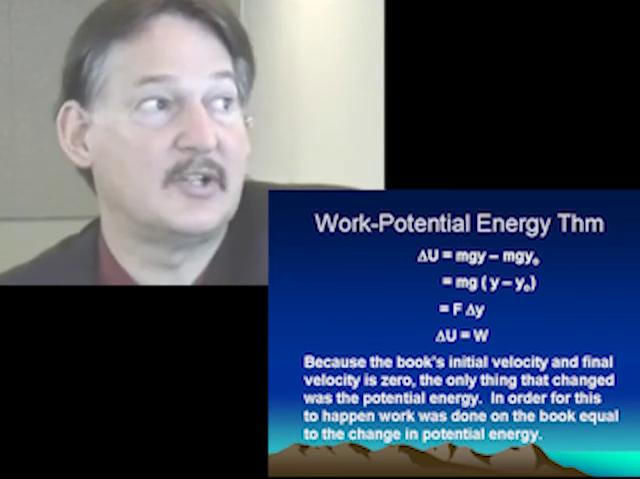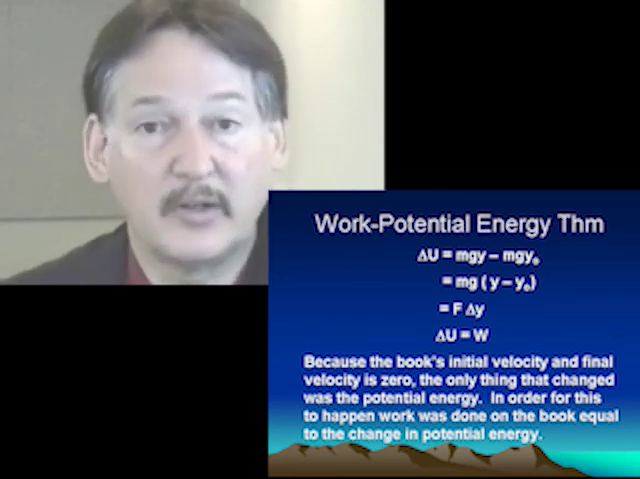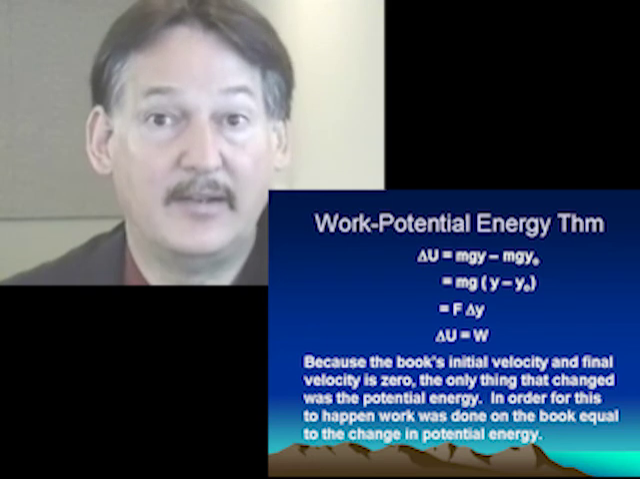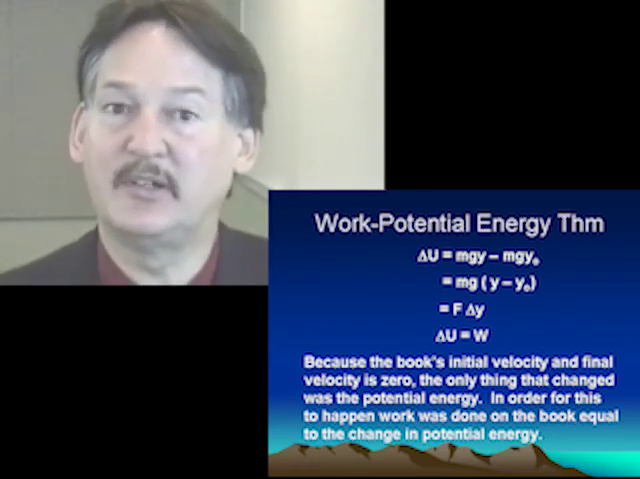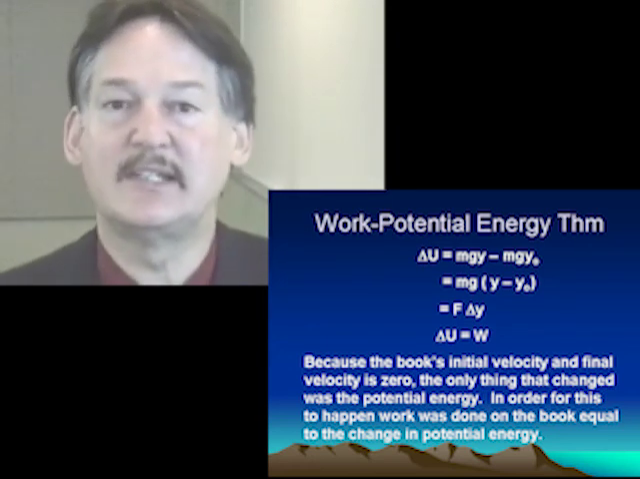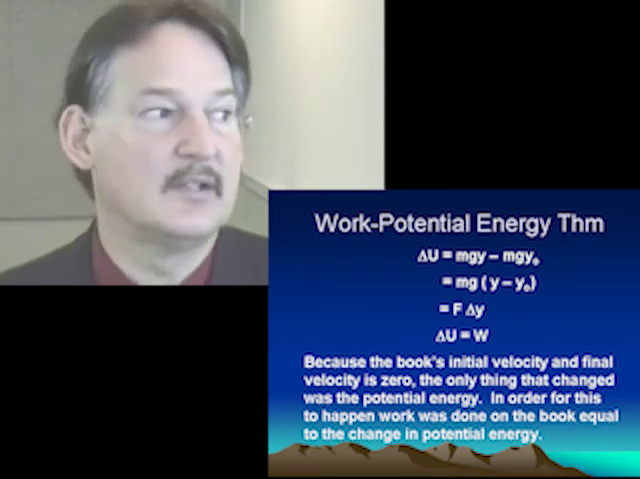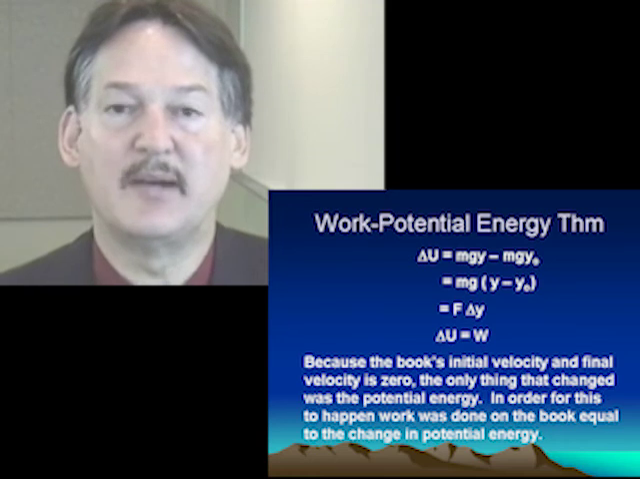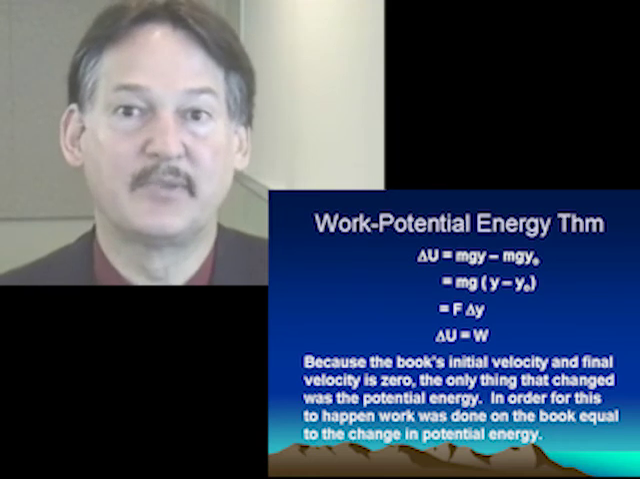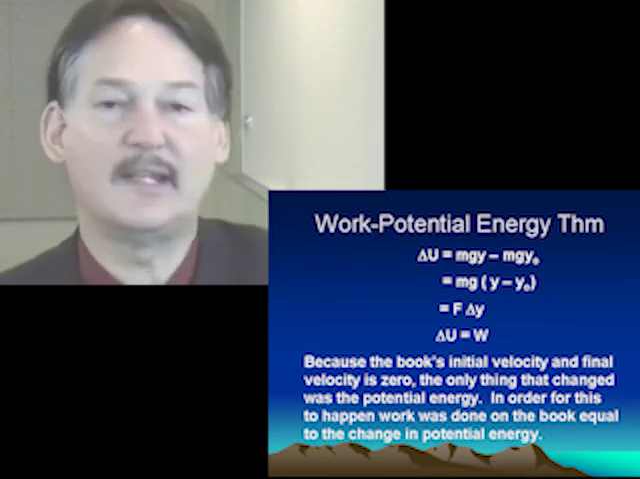So we see that the change in potential energy was accomplished by work done on the book. The book's initial velocity was 0 at the table. Its final velocity is 0. We did this process very slowly, so we didn't add kinetic energy to the system. So the only thing that changed during this transformation was the object's potential energy. And we see that in order for this to happen, work had to be done.